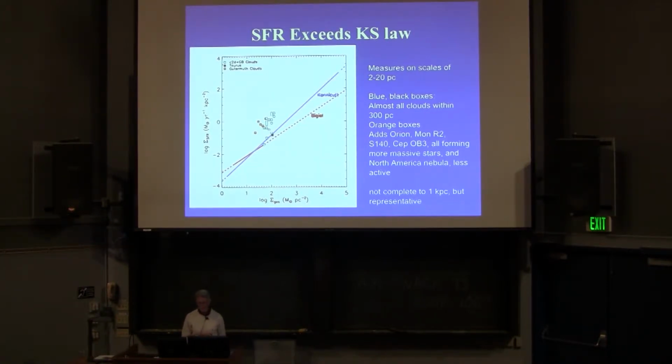We added some clouds forming more massive stars with the orange boxes there. And they lie pretty much similar to the local nearby clouds.